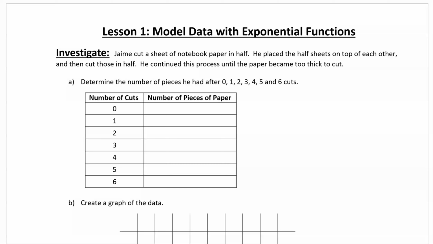Jamie cut a sheet of paper in half. He placed the half sheets on top of each other and then cut those in half. And he continued the process until the paper became too thick to cut. It says here, determine the number of pieces he had after 0 all the way to 5 or 6 cuts.